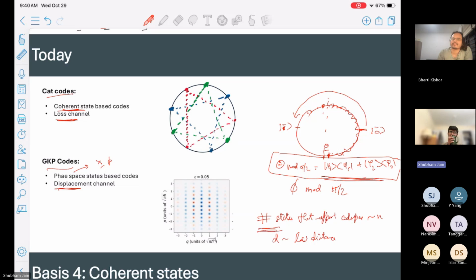Yeah, interesting. Okay, thanks, Shubham. This was quite pedagogical. So I assume next week we will have Toby speaking on decoders.